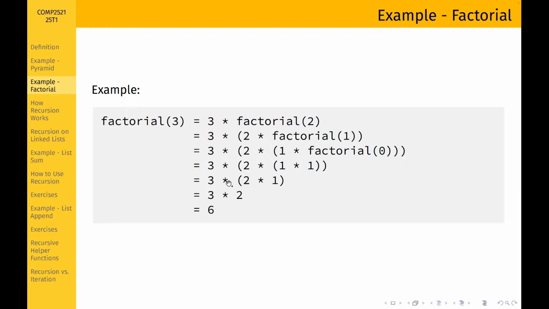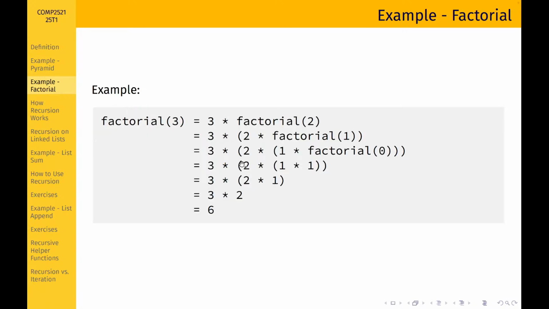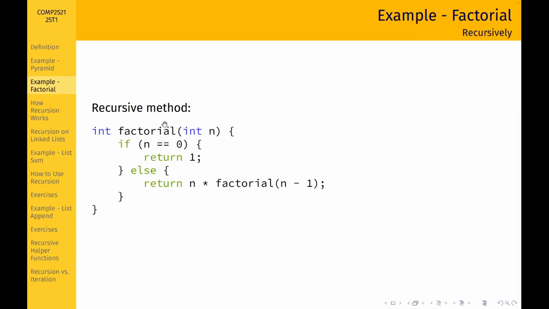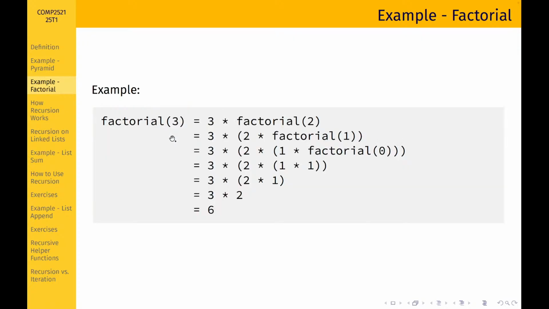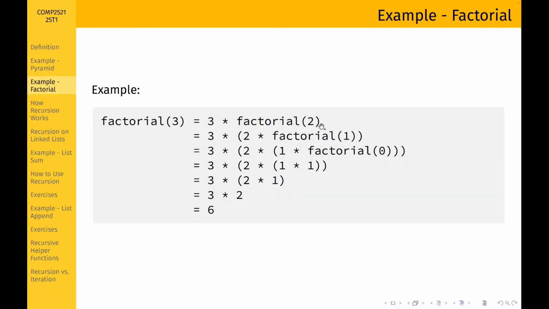So here is an example of how factorial would be evaluated, how the function would evaluate factorial of 3. If we call factorial and pass it the number 3, what is it going to do? Well, 3 is not equal to 0, so what it's going to do is try to return 3 times factorial 2. So that's what it does here.